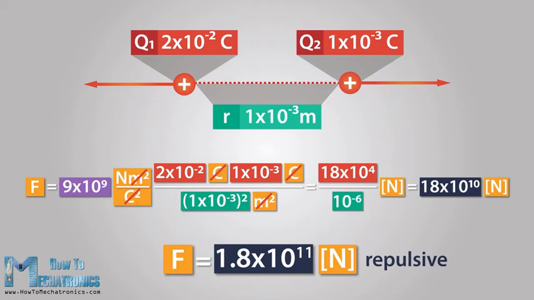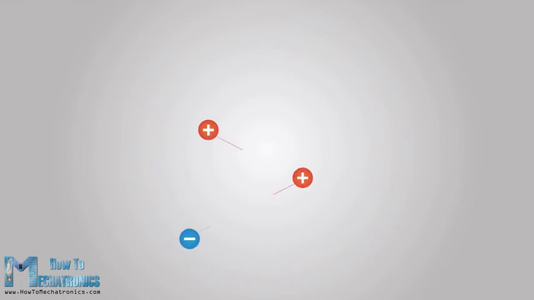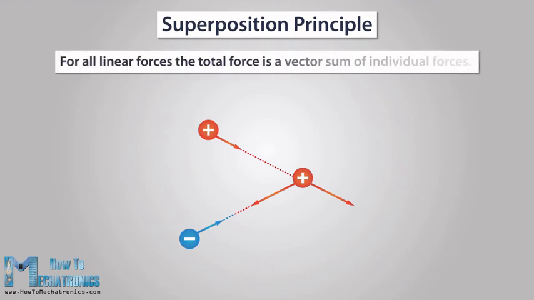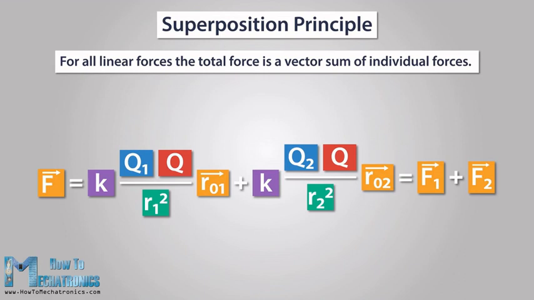If there are multiple point charges, let's say 3, we can calculate the force of the two charges that act on the third charge. This leads us to the superposition principle, which states that for all linear forces, the total force is a vector sum of individual forces. This allows Coulomb's law to be extended to include any number of point charges. In other words, the total Coulomb force from a system of point charges acting on a point charge can be found by adding up the forces from each of the other individual charges.